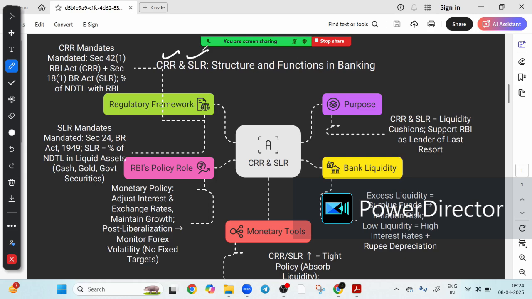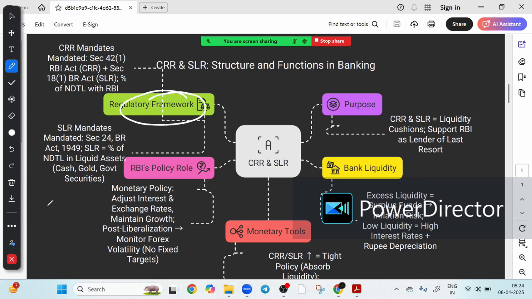Let's break it down. Welcome to the core of India's banking regulation, CRR and SLR, two foundation pillars that define bank liquidity, monetary policy, and the RBI control mechanism. Now let's begin with the regulatory framework. Here in the top left side you can see the regulatory framework, right?